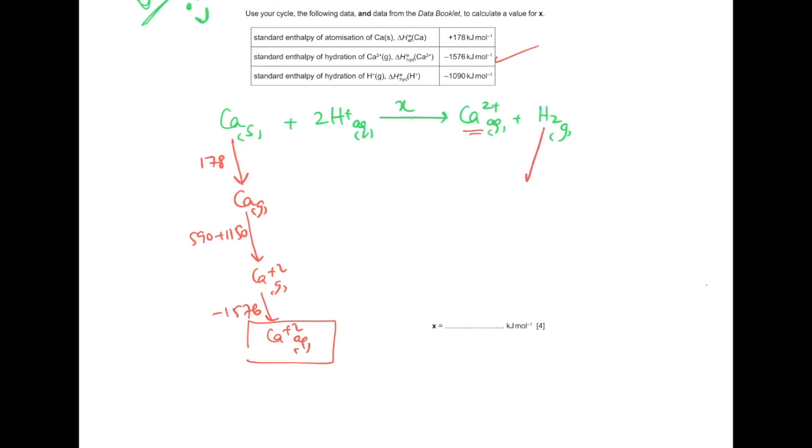Now let's atomize this. It becomes 2H gas. It's actually the bond energy of H-H found in the booklet, 436. Ionize it. It becomes 2H plus 1 gas. It's 2 times 1310. And then you hydrate it. 2H plus aqueous. It's 2 times minus 1090. Now can you see that this is balanced with this now? Now this makes one complete Hess law.